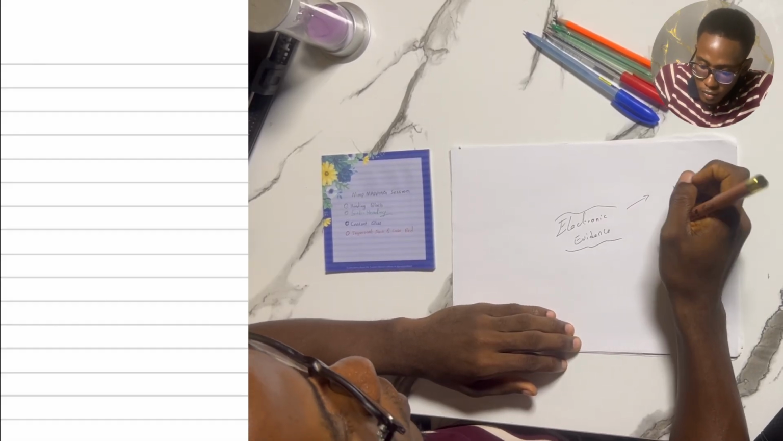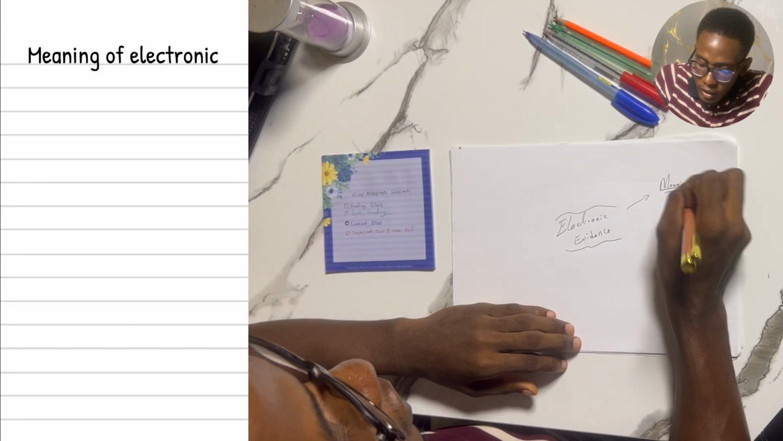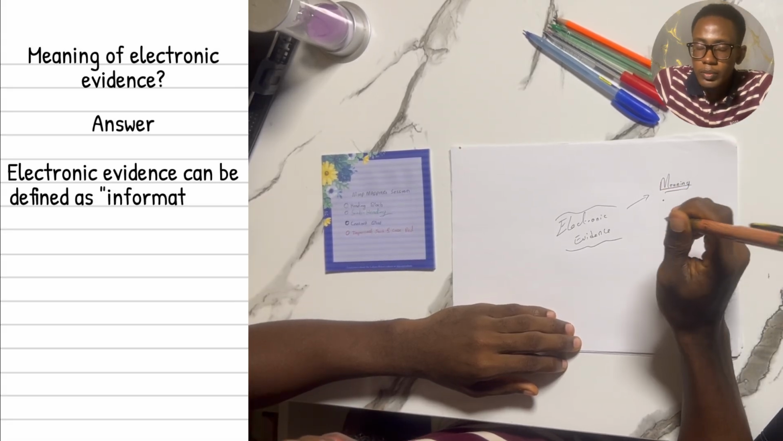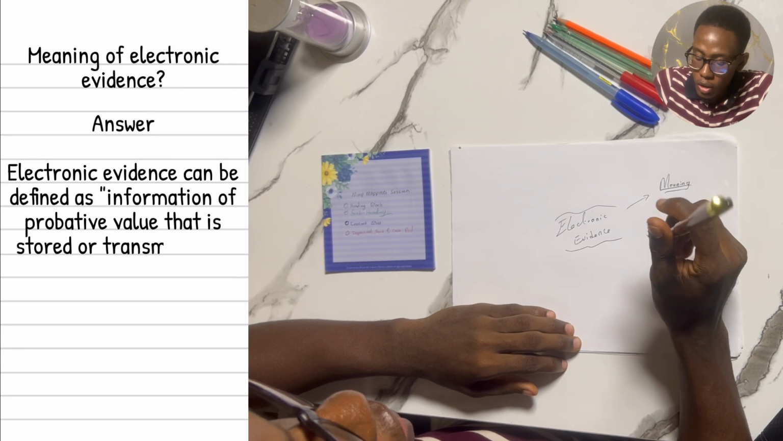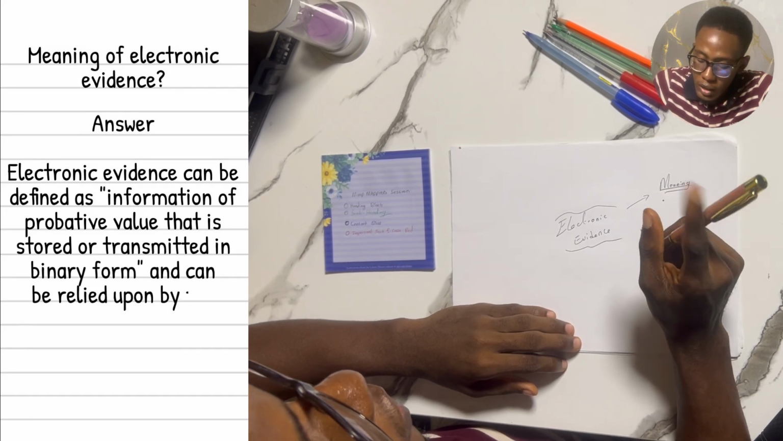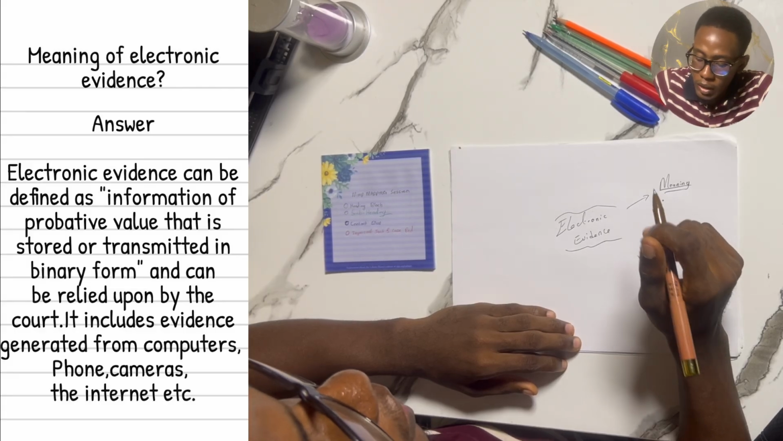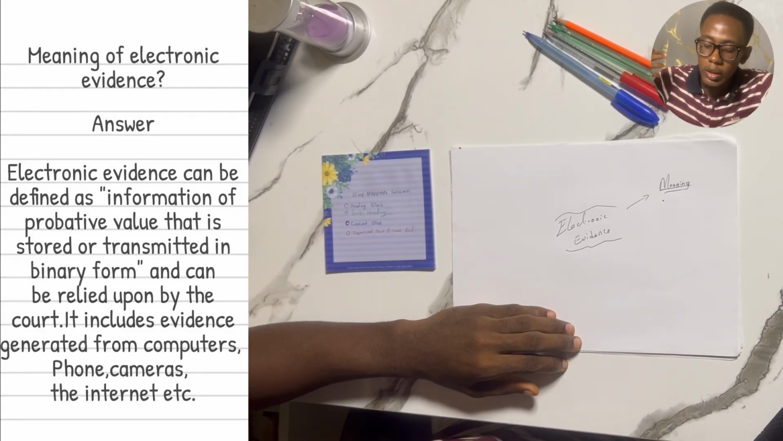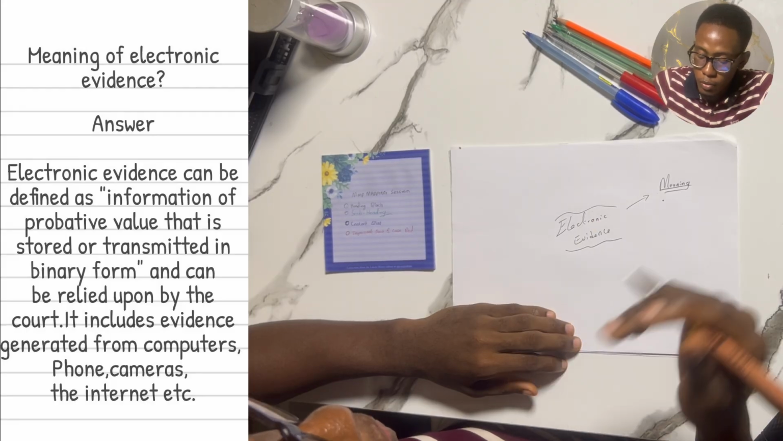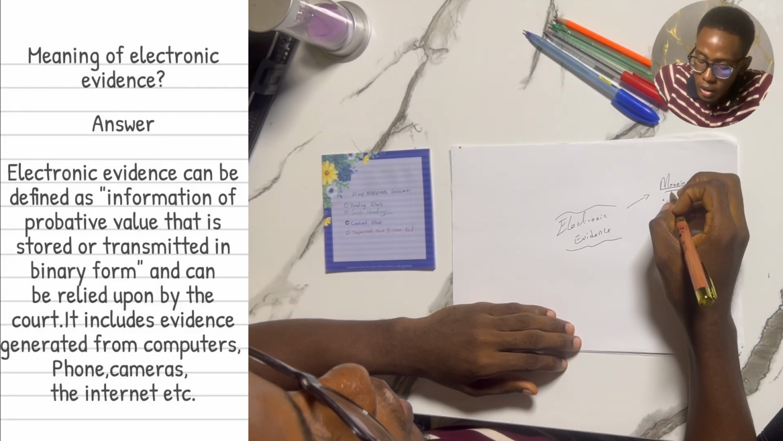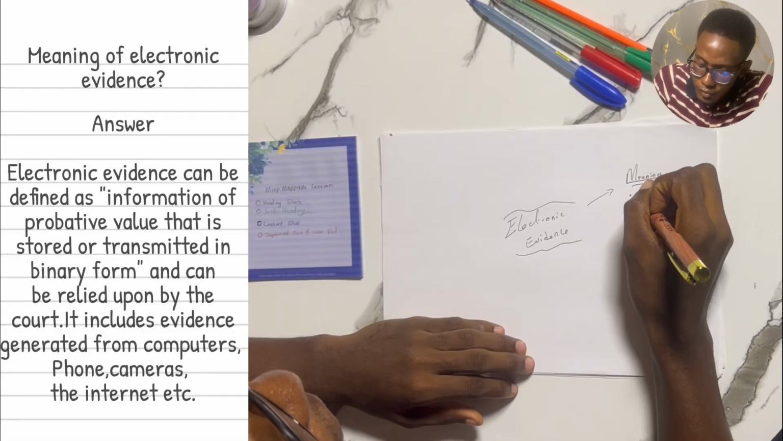Firstly, we have meaning. Electronic evidence can be defined as any information of probative value that can be stored or generated in binary form, meaning any information that can be generated by a computer or computing devices and that is admissible in court.